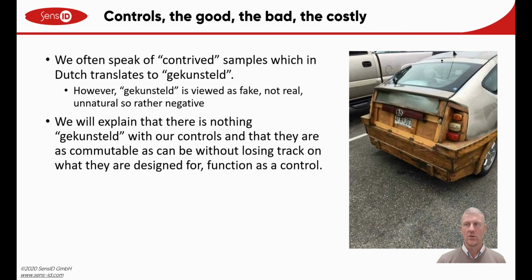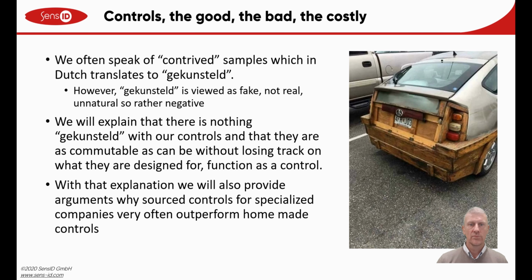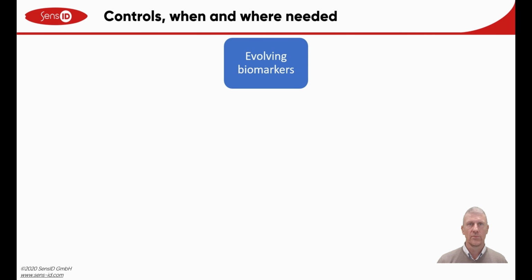We make them as commutable as they can be, but we keep in mind that they are designed to be used as controls, and very often in a quantitative manner. So with the coming explanation, we want to show you why sourced controls, like those from companies like SensID, very often outperform homemade controls. Where and when are controls needed?